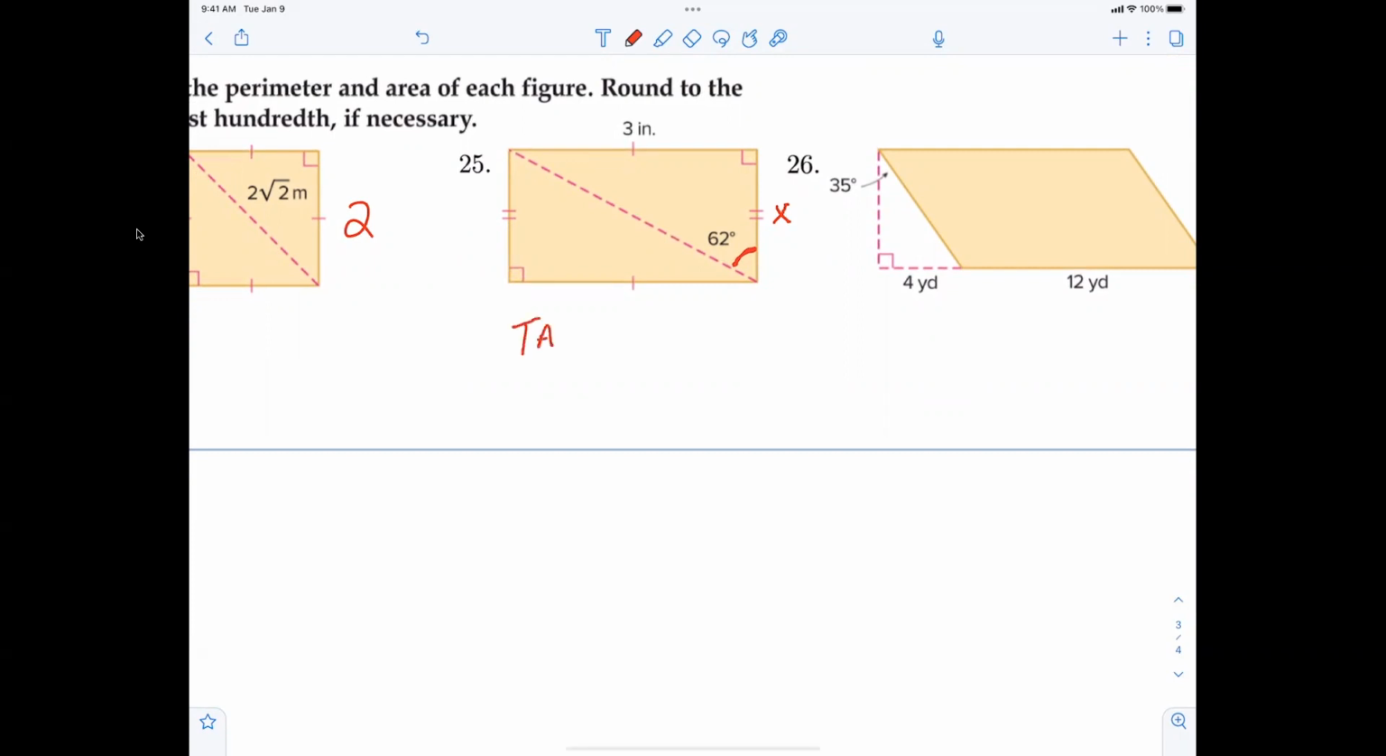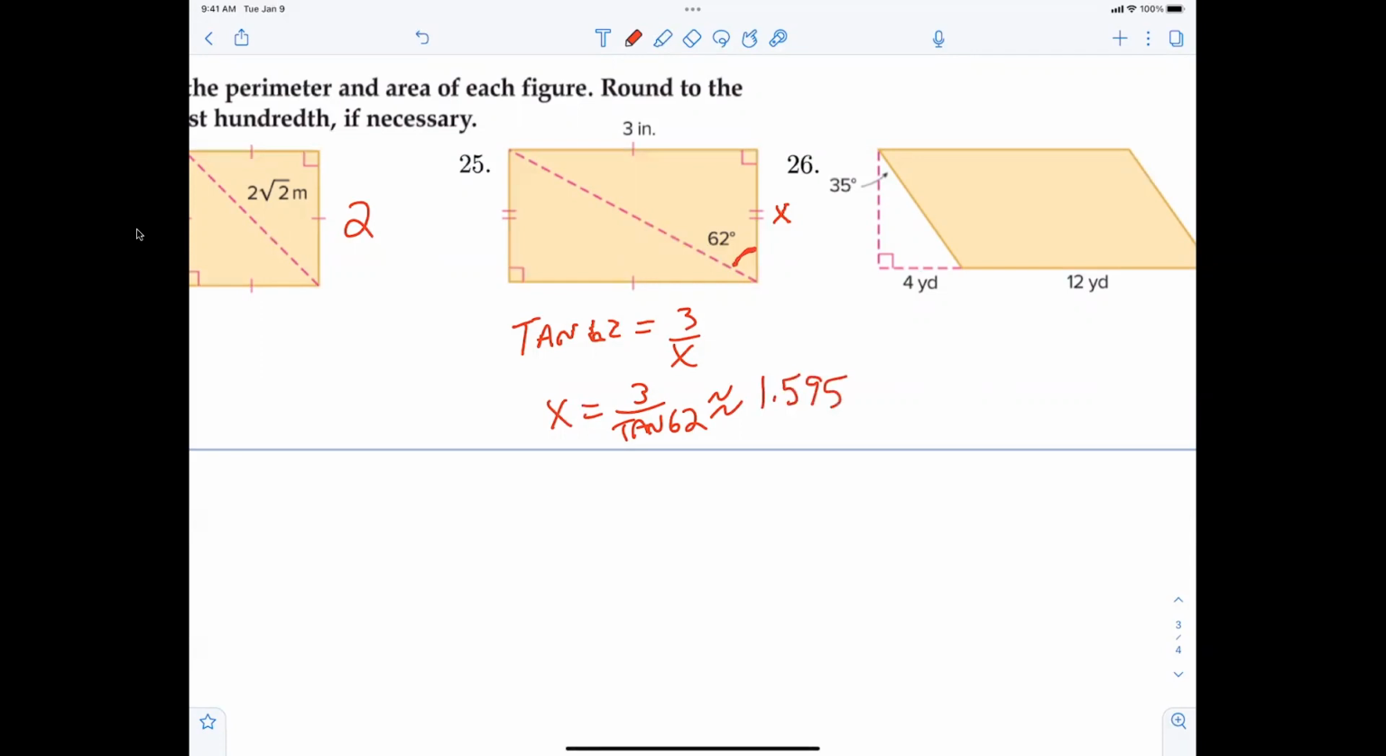That's called thinking. Tangent 62 equals what? 3 over x. And because we are brilliant, we can just say x is equal to 3 divided by tangent 62, and we'll round that to 3 decimal places. Help me out. How much? 1.595.